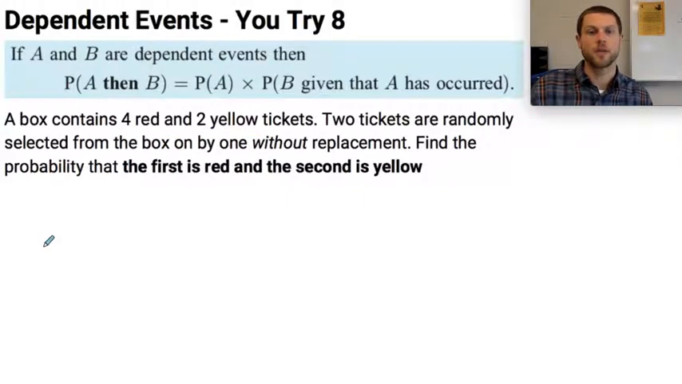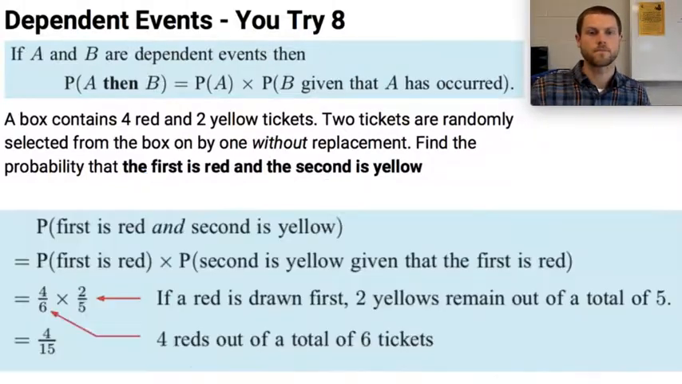So why don't you try an example like this? Here we have another box, and again there's 4 red, 2 yellow tickets, and I want you to find the probability that the first one is red and the second one is yellow. So we're going to use this generalization up here again. Pause the video, give this one a shot.